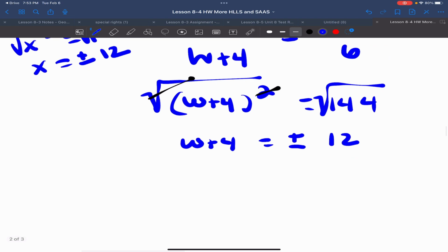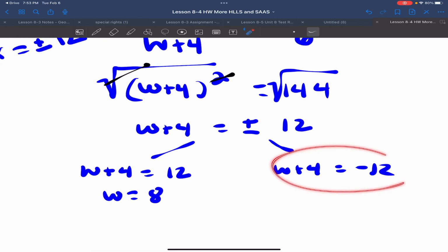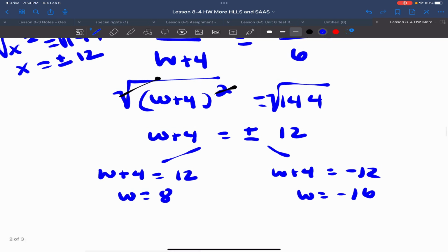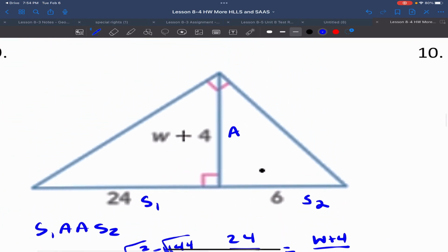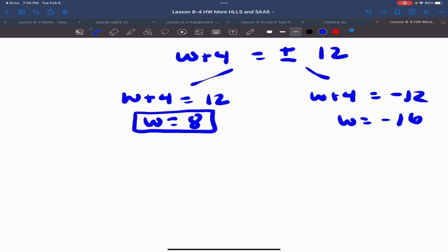Okay? So you're basically dealing with two equations here. W plus 4 equals positive 12, and W plus 4 equals negative 12. If I subtract both sides by 4 over here, W is going to equal 8. And over here, if I subtract both sides by 4, W is equal to negative 16. But what is the best answer? Since we are dealing with a geometric figure, we shouldn't have any negative side length whatsoever. So our best answer is the positive one, W is equal to 8.